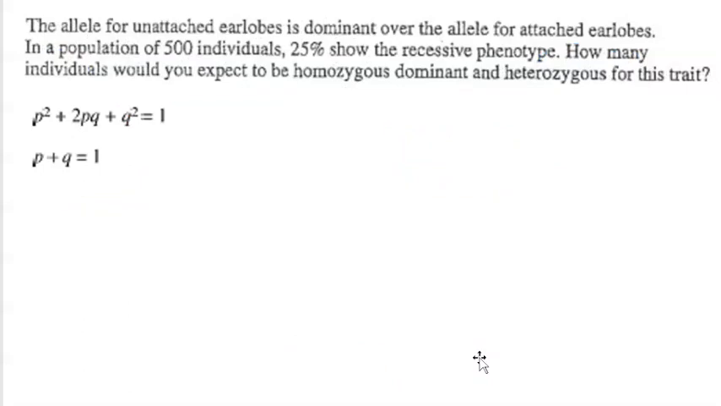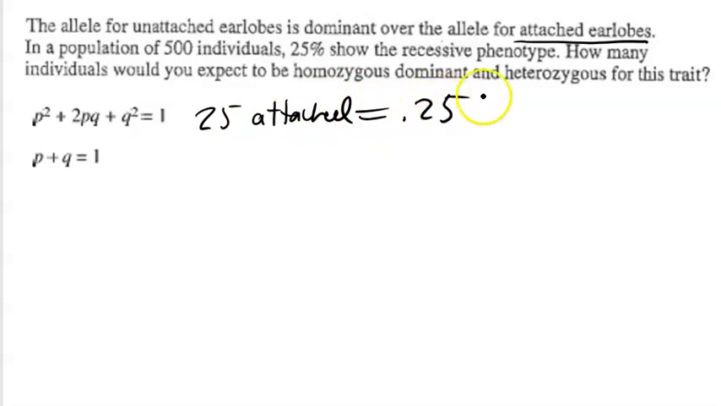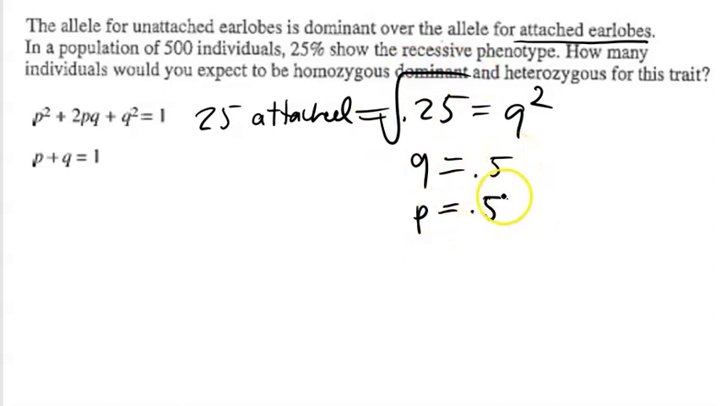Looking at a second example, we see that the word problem is going to guide you towards attached earlobes being the recessive trait. The problem is saying that there's 25% attached earlobes, which is like saying 0.25. So 0.25 equals Q squared. To get Q, we take the square root of 0.25. So Q is going to equal 0.5. That also means that P equals 0.5, because if you recall over here, they add up to 1.